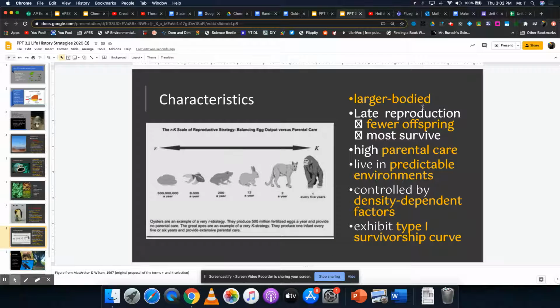Characteristics: they are larger, they reproduce later in life, they have fewer offspring, and most survive. They have high levels of parental care. They live in those predictable environments, and they are more influenced by density-dependent factors like parasitism or number of mates, amount of food, etc. And their populations exhibit type 1 survivorship curves. Like I said, the characteristics are just the opposite of R-selected, so take a note of those.